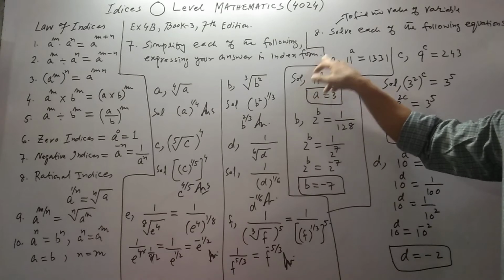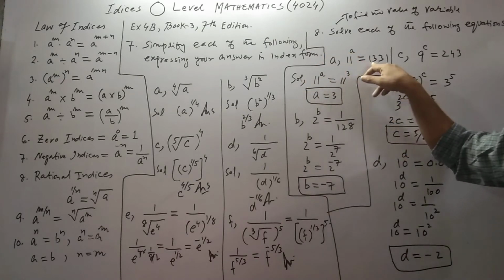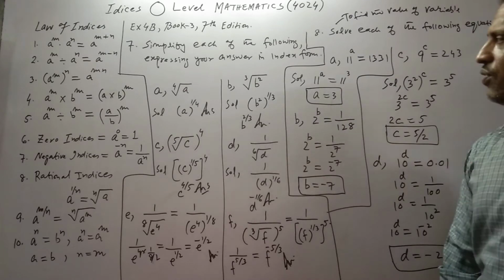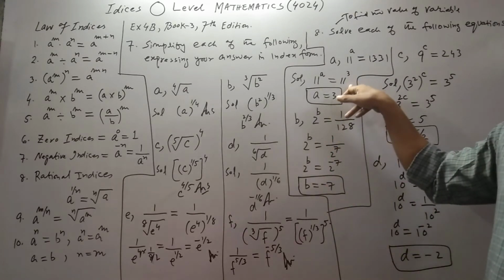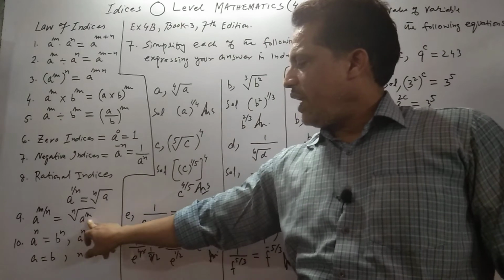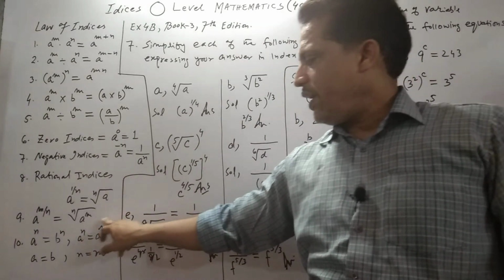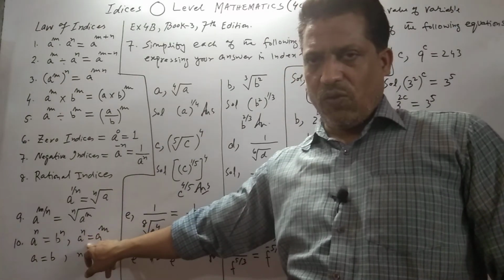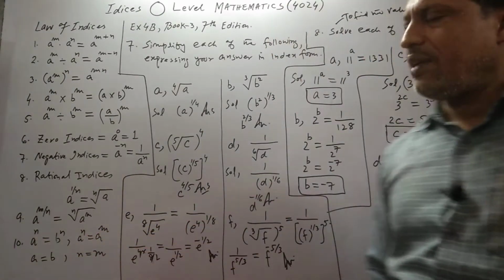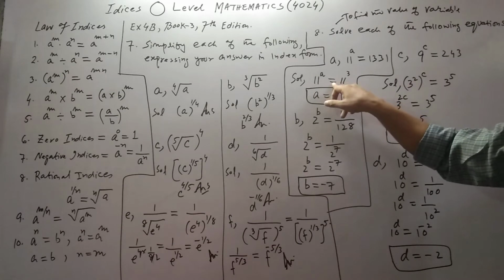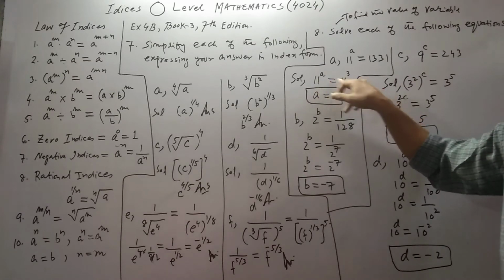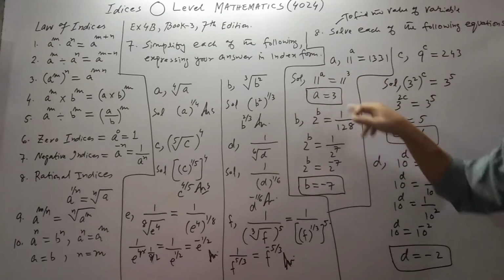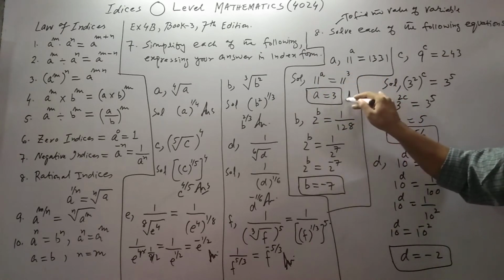So 11 to the power A is equal to 1331, which becomes 11 to the power 3. So which law holds? See this: A to the power n is equal to A to the power m. If the bases are the same and the middle sign is equal, then the powers must be equal. So the middle sign is equal and the bases are the same. Both the bases are 11. Therefore, the powers must be equal. So A is equal to 3 is your final answer.